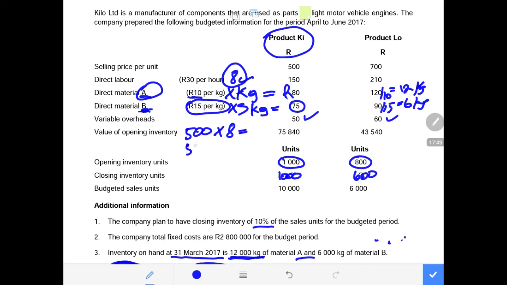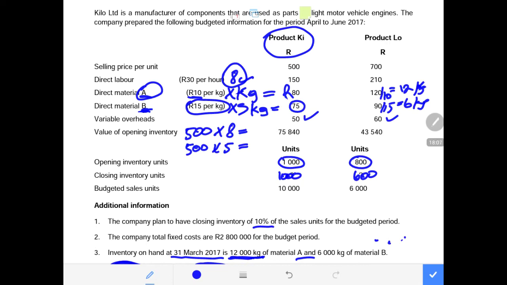Then we say for material B, we're still producing the same product, which is product KI, that also needs material B. We multiply this by the 5 cages to complete 1 unit. So now this will be the required material to complete the 500 units of product KI.